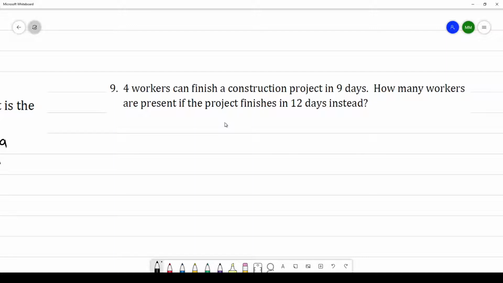But the thing I want you to notice here is that when you get to your harder questions, they're not going to tell you what method or what type of question it is. You have to figure it out from just imagining what it would be like. So originally it was 4 workers finishing it in 9 days, right?